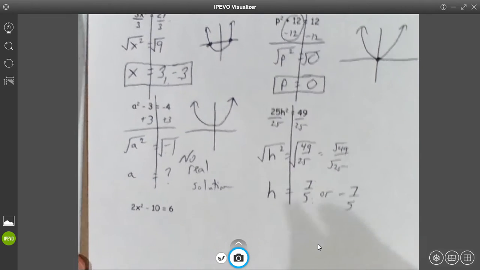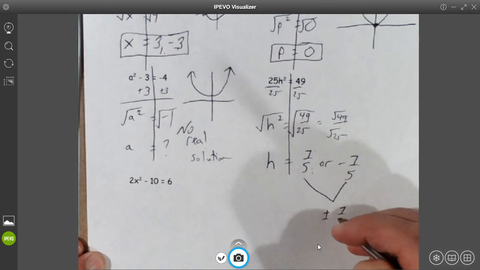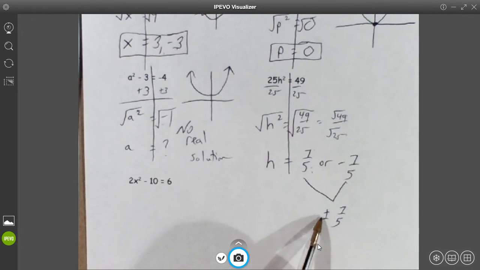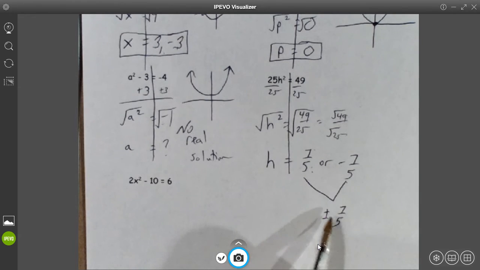Again, we get that other answer. And again, a lot of times or sometimes you might see that written like this. This little symbol here means positive or negative. All right, you can write it this way, or you can write it with that symbol there. It looks like an underlined plus sign there. It's just positive or -7/5.